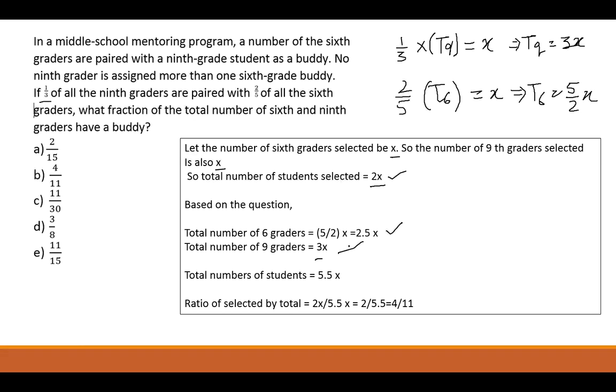Now I get that total number of 6th graders is 2.5x, total number of 9th graders is 3x. So total number of students is actually 5.5x. And then you just find the ratio between the total number of people who have buddies by total number of students. So you get 2x by 5.5x, which is 2 by 5.5. If you simplify and multiply the numerator and denominator by 2, you'll get 4 by 11, which is your answer B.